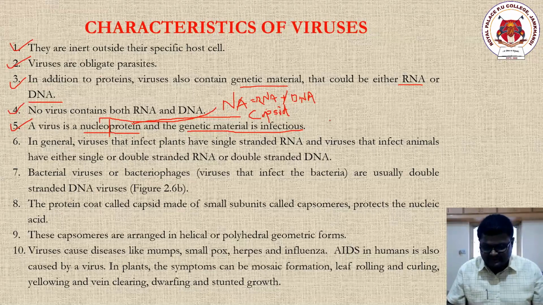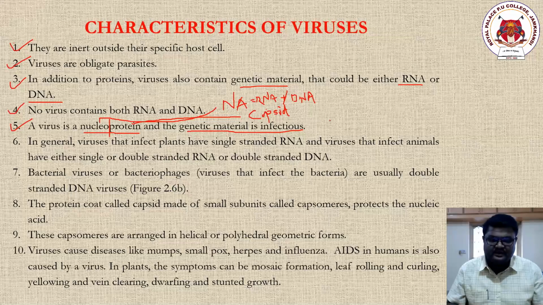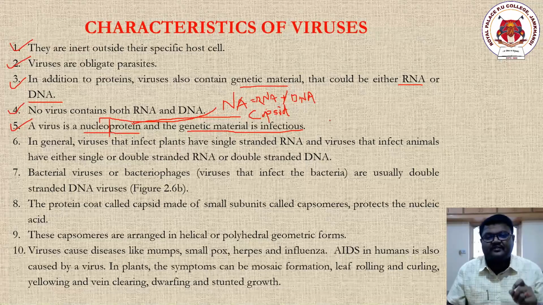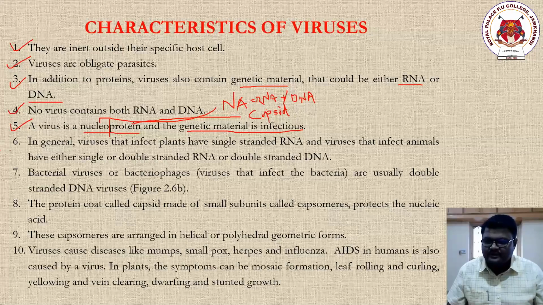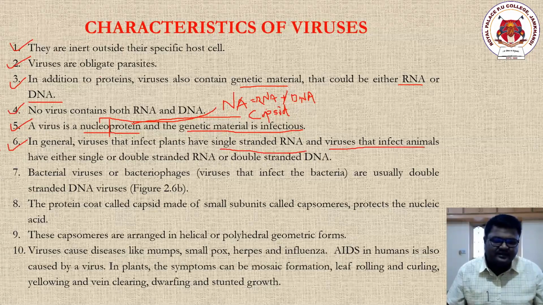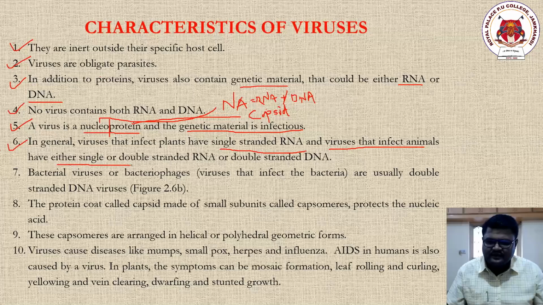Now, the combination of protein and this particular nucleic acid makes the head region. But the inner content such as RNA or DNA, the scientists say, is very harmful, very dangerous, and can cause diseases, hence the name infectious. Now coming to the next point, in general, viruses that infect plants have a single stranded RNA and viruses that infect animals have either single or double stranded RNA or double stranded DNA.